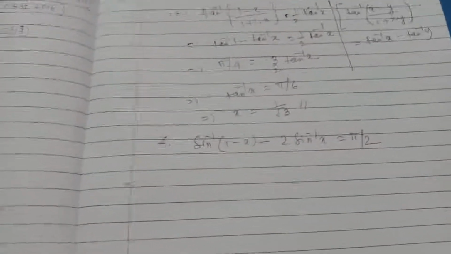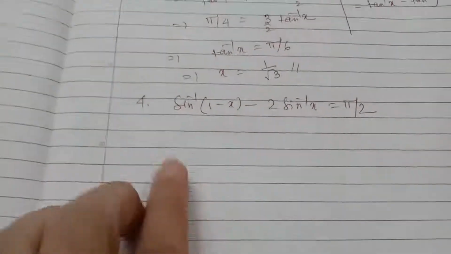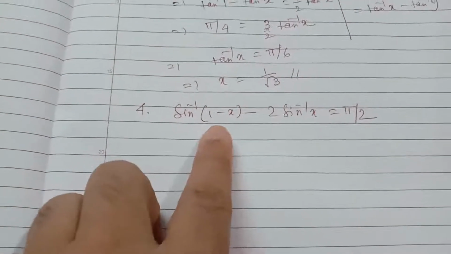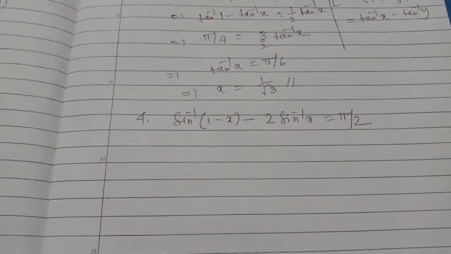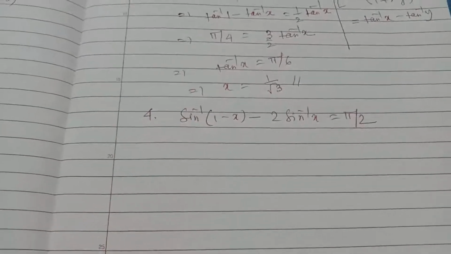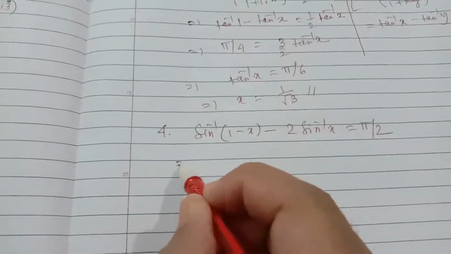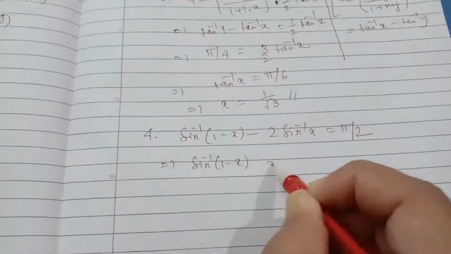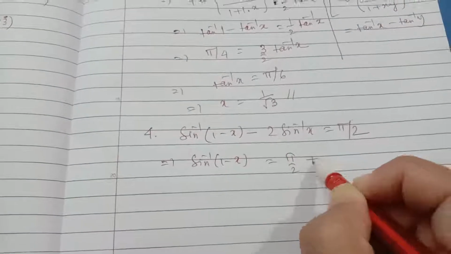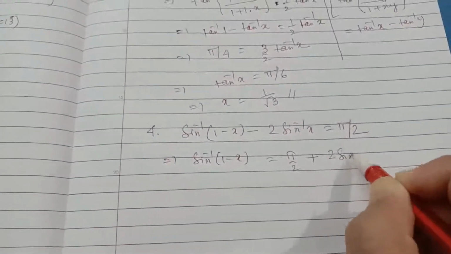Now question number 4. To solve the equation sin inverse of (1 minus x) minus 2 sin inverse of x equal to pi by 2. This question is a little bit difficult. Now how to proceed? Let me write it this way: sin inverse of (1 minus x) is equal to pi by 2 plus 2 sin inverse of x.